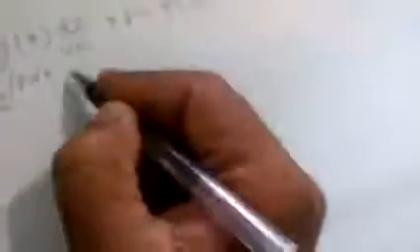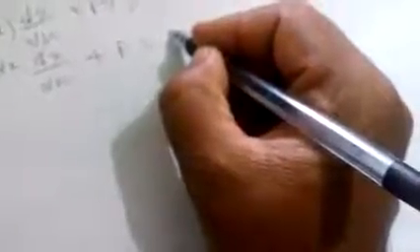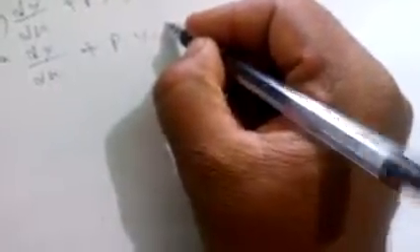Instead of g(x), in all places I am writing e to the power ∫p dx: dy/dx · e^(∫p dx) plus p · y · e^(∫p dx). Instead of g(x) I am writing e to the power ∫p dx, equal to q · e^(∫p dx).